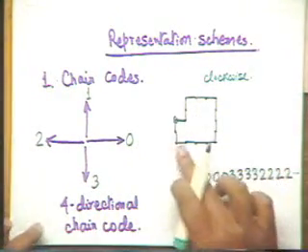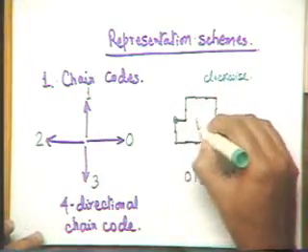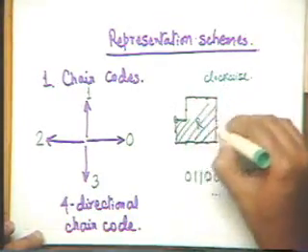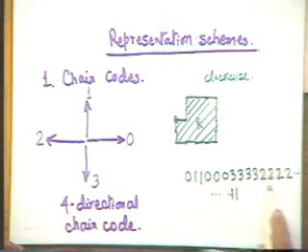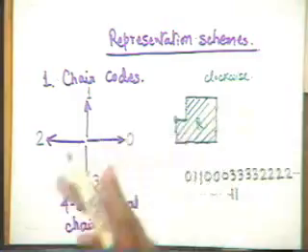So let us call this contour region R. The boundary of this region R can now be described by a chain of codes like this: 0, 1, 1, 0, 0, 0, 3, 3, 3, 3, 2, 2, 2, 2, 1, 1. This describes a chain of codes which completely describes the boundary. Obviously, is this a unique representation of this boundary? I mean, do you think that it is a unique representation? No. There are two things.